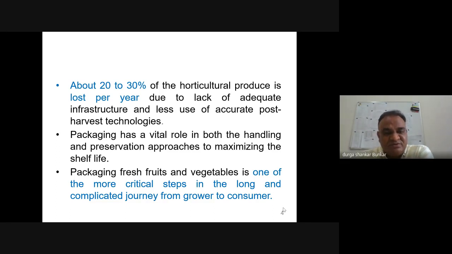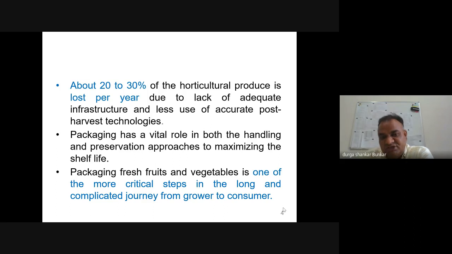That means we are a large exporter also, and we have to minimize our losses so we can achieve more production value in terms of export. Ultimately, I want to say that there are losses. They range from 20 to 30% of the horticultural produce.